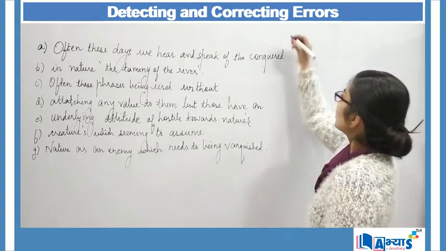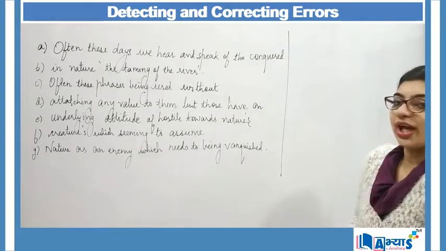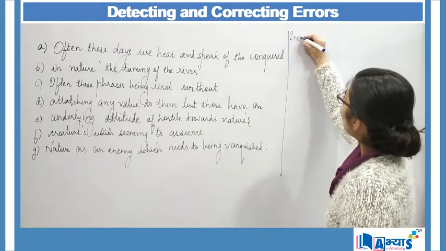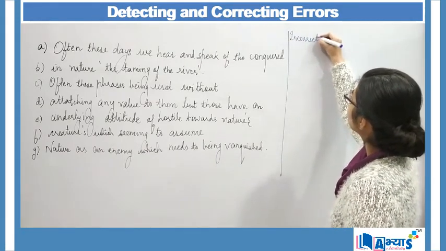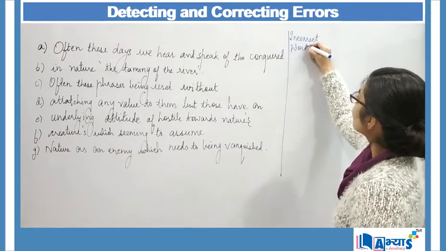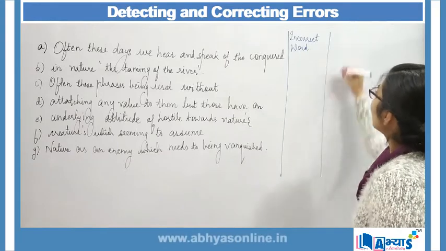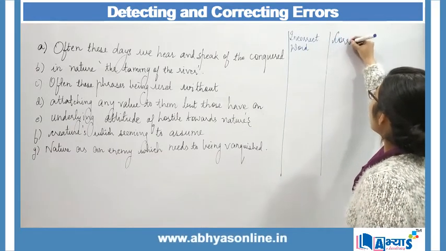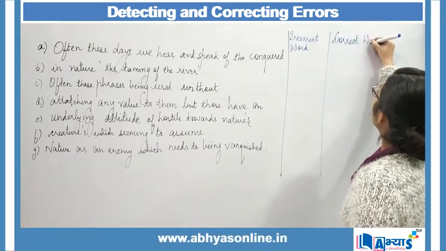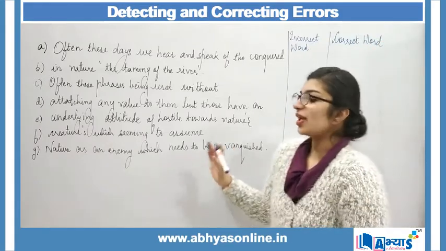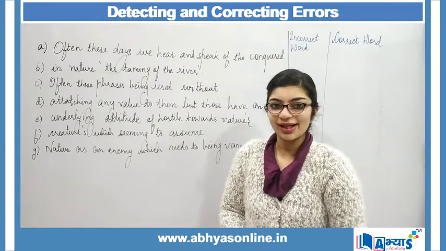Now the pattern is that we have to make two columns. The first column will contain an incorrect word. Incorrect word is basically the error, and then the correct word, that means how you have to remove that error, will be placed over here. Now let us begin by reading one line at a time.